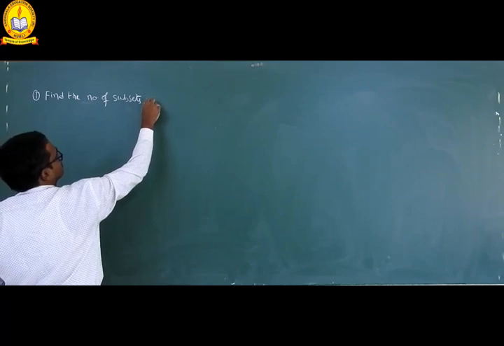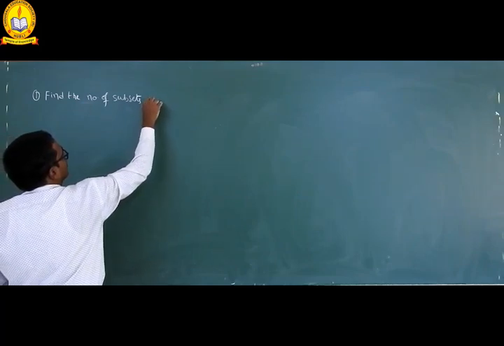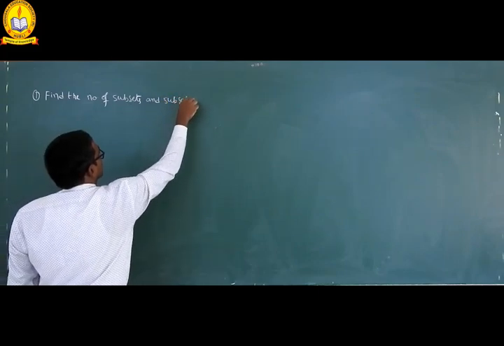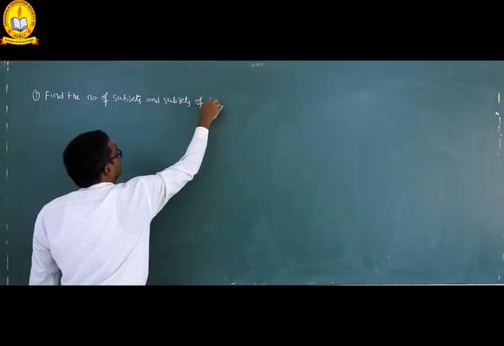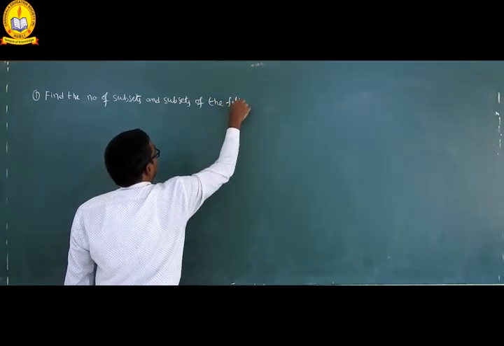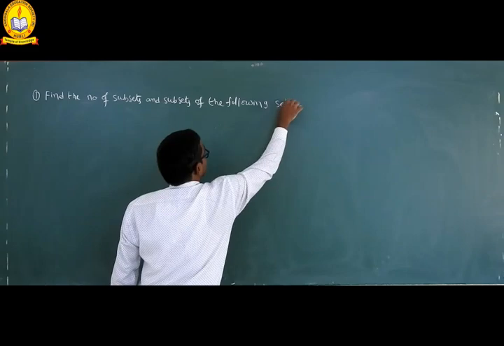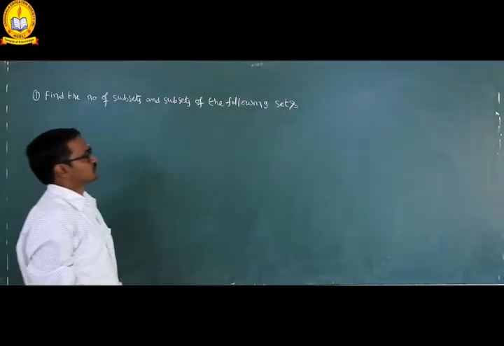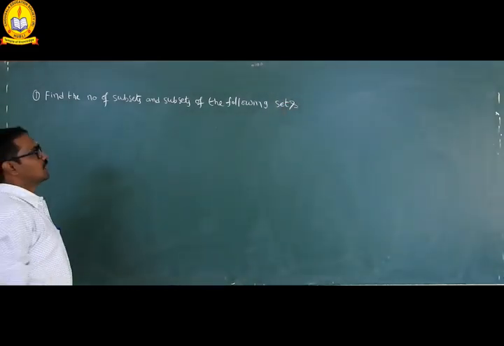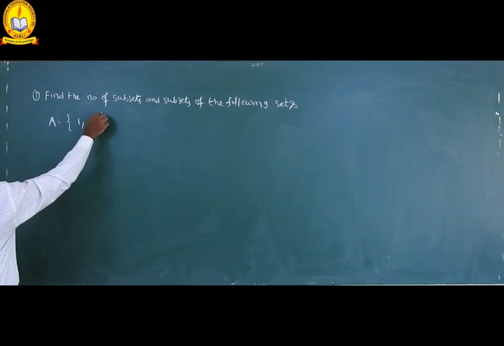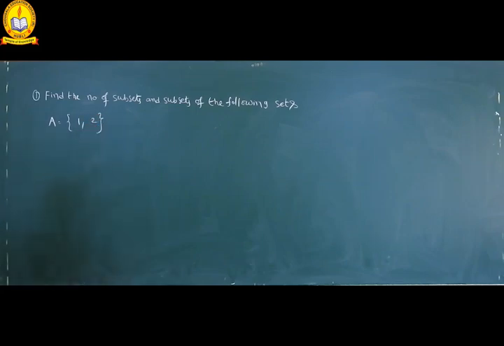Find the number of subsets and the subsets of the following sets. I explain two examples now. Example number 1. Set A is equal to {1, 2}. Only two elements taken here.